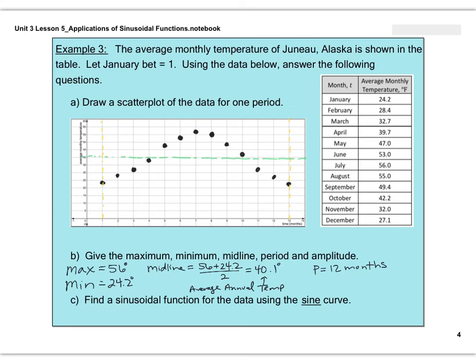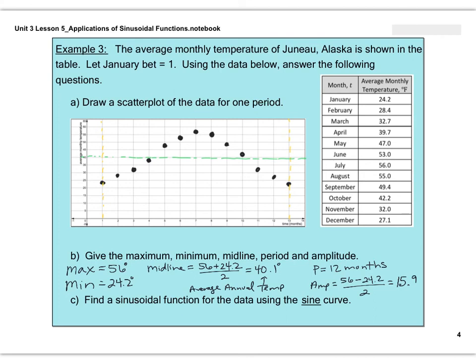And finally, amplitude. So remember the trick for amplitude. Amplitude, you're going to take your max minus your min. So 56 minus 24.2 and then divide by 2. And so when you do that, you get 15.9. And that's going to be your amplitude. And you know what? We're going to need the K also for this equation, which we're going to write next.